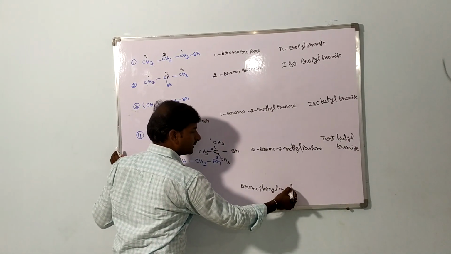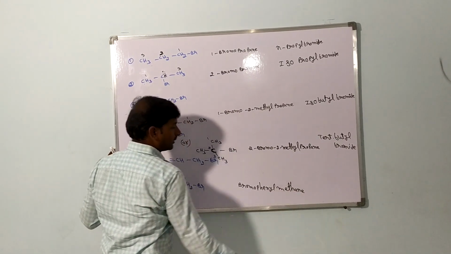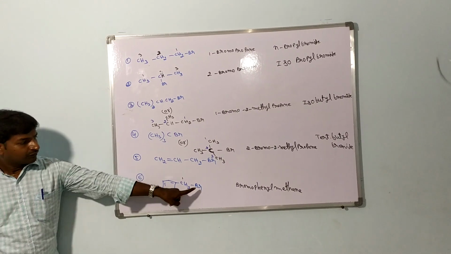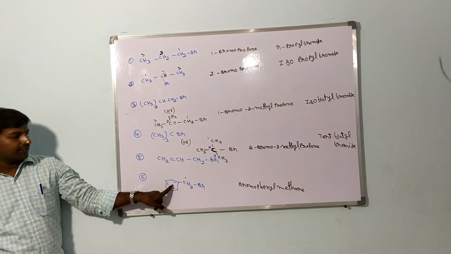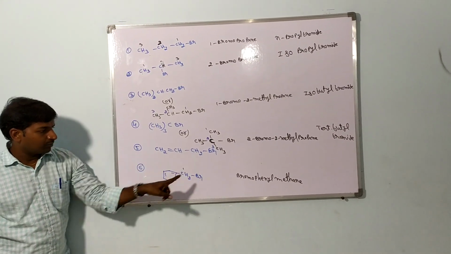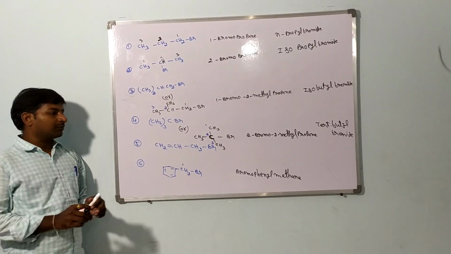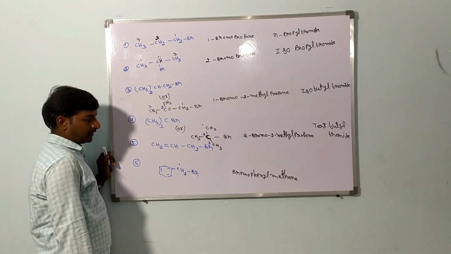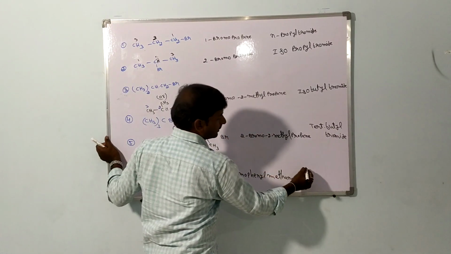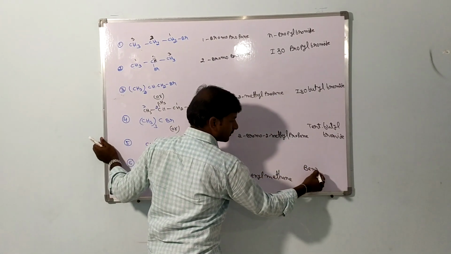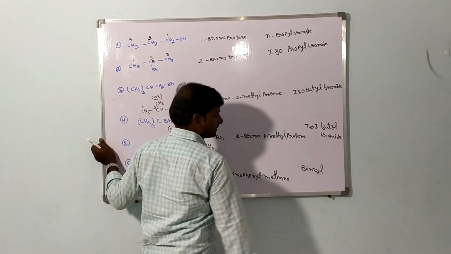Bromo phenyl methane. So this is the bromine, this is the phenyl ring. So bromine is present, that's a bromo. Benzene, we can write it as a phenyl ring, one carbon is present, methane. Bromo phenyl methane. So the common name is the benzyl.